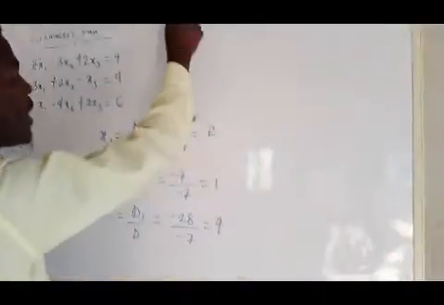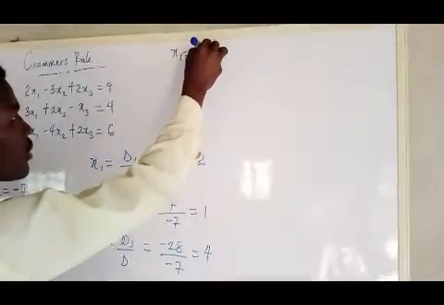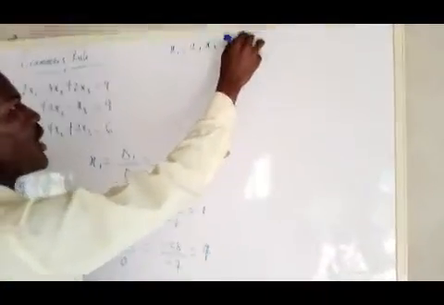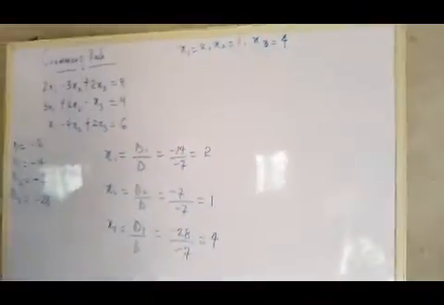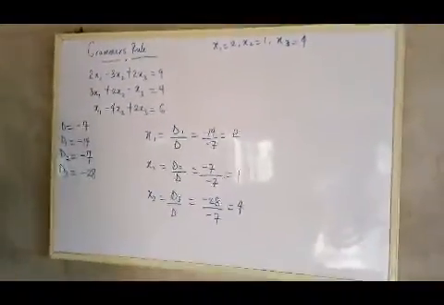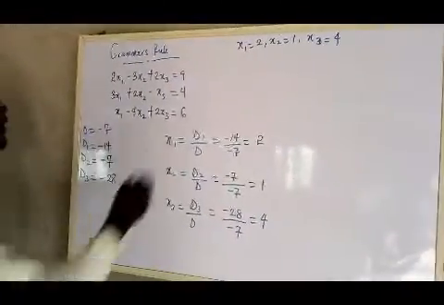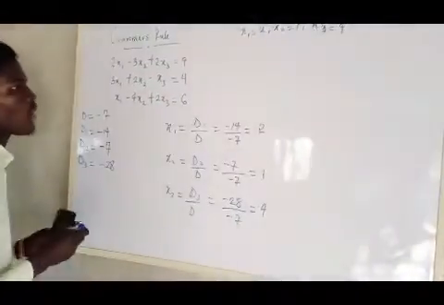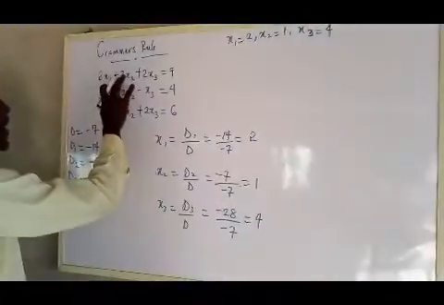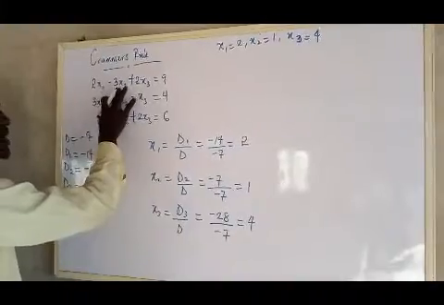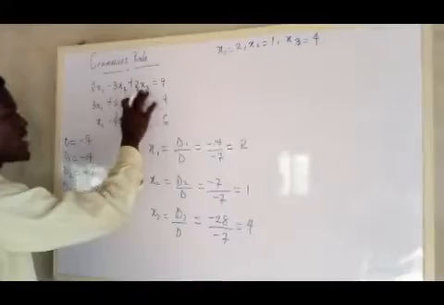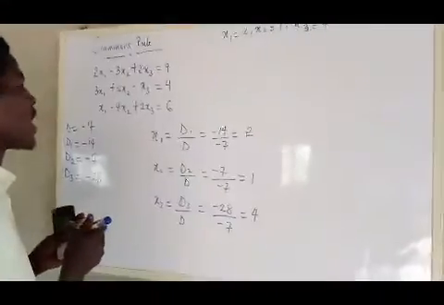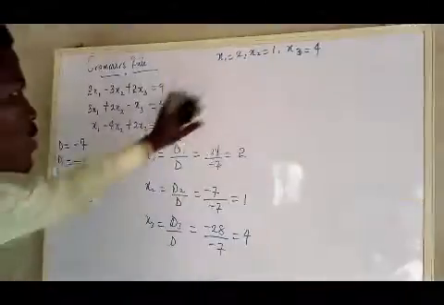So that means my x1 is equal to 2, my x2 is equal to 1, and my x3 is equal to 4. All right, so let's check whether our answers are correct. So let's put the values in here and check. So our x1 is 2. 2 times 2 is 4. 3 times 1 is 3. 4 minus 3 is 1. 2 times 4 is 8. 1 plus 8 will give us 9. So that is how our x1, x2 and x3 will be.